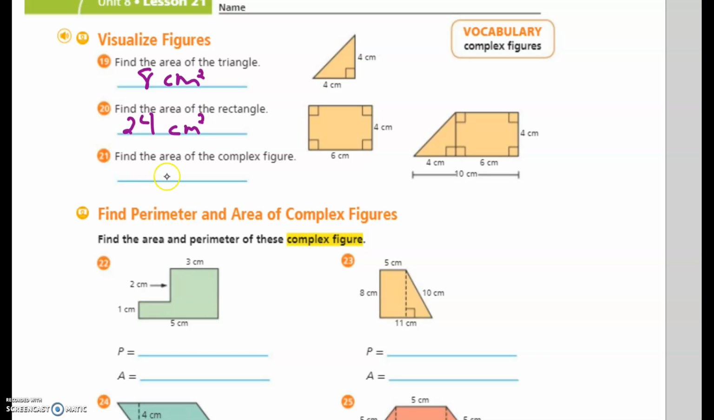Okay, so now over here, they're saying find the area of the complex figure. Complex means it's made up of more than one of those shapes. It's just a little more, it's not simple. How about that? So they took this rectangle and they put it with this, and they want to know the area of the whole thing. Well, we don't really have the area for that. That's actually a trapezoid, and actually there is a formula for trapezoid, but we're not going to learn it. You could just add 24 and 8, couldn't you? And you would get 32 centimeters squared.